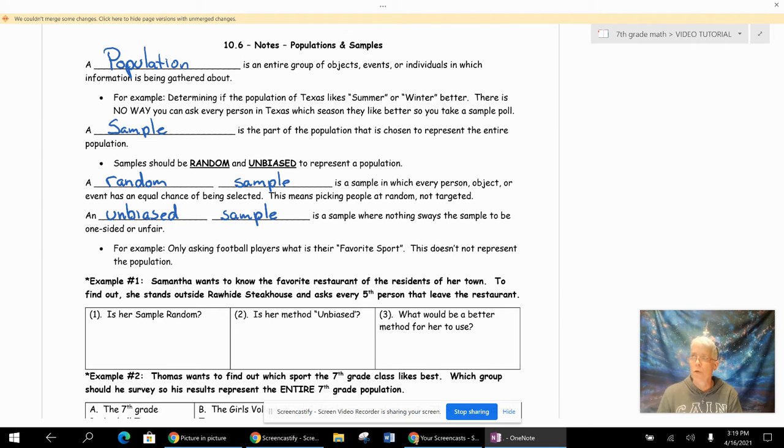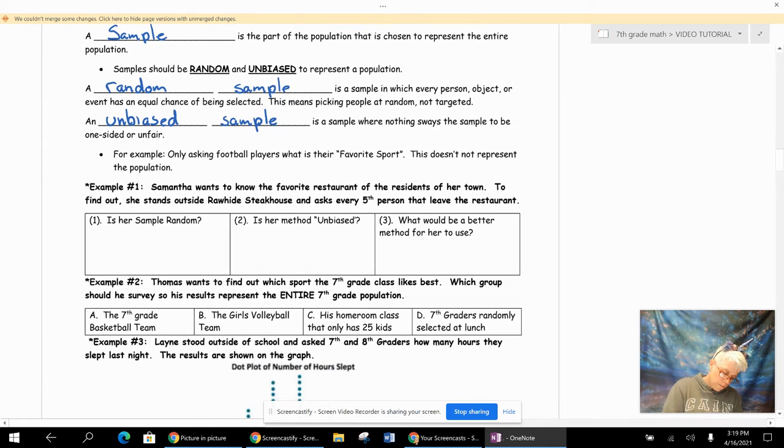So we have to make sure we ask people that aren't going to be biased, and to do that, we need to ask random people, not certain people that we pick. An example they gave was asking football players what their favorite sport is. There's a really good chance they're going to say football. So we can't just ask the football players. That would not be random, and that would be very biased.